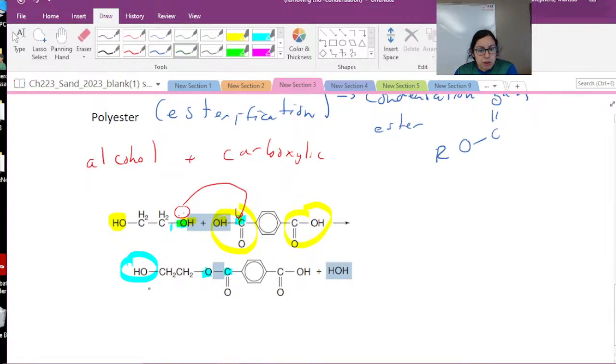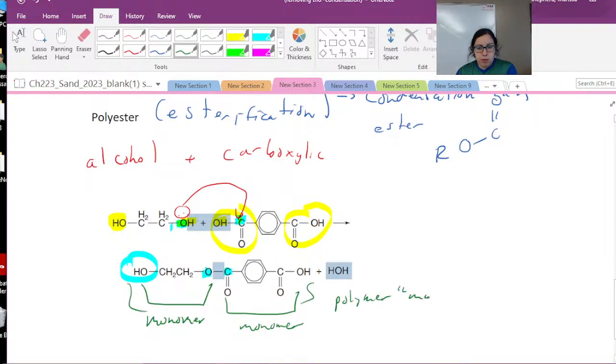And then again, we want to just identify our monomers. So we have one monomer, our other monomer, and then of course our whole polymer monomer unit there. So basically, our copolymer unit would be this whole thing. Does that make sense?